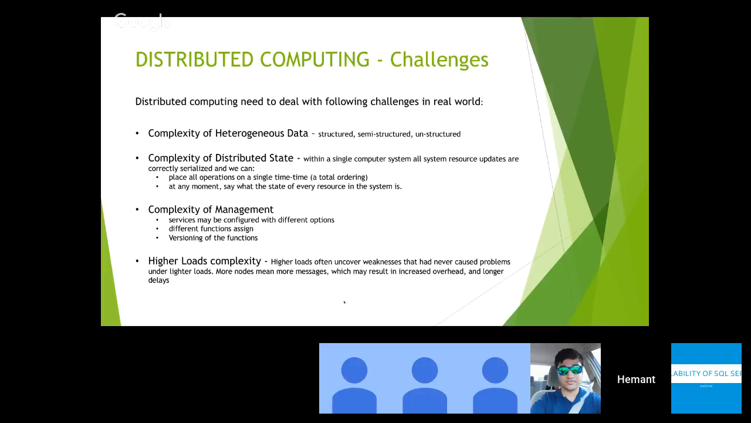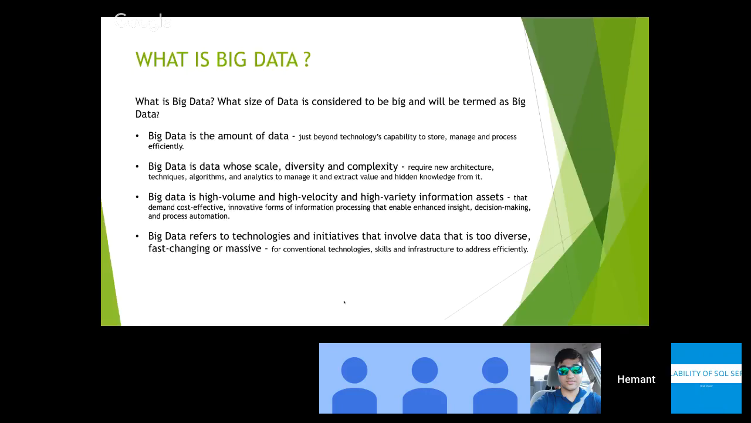So this is what I just talked about, what we see in distributed computing. Now I'm going to talk about big data. Let me know if you have any questions from the past section, and I can continue with big data then.